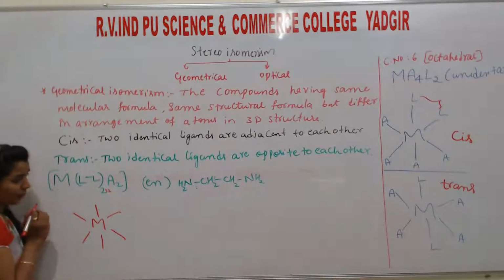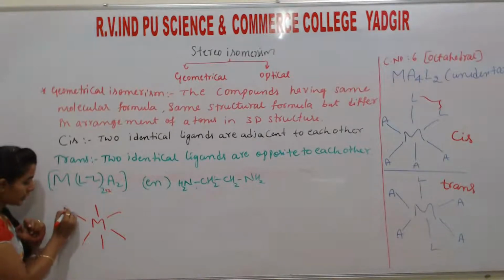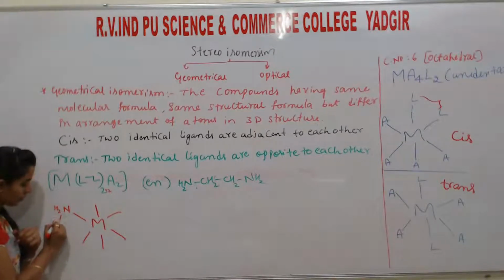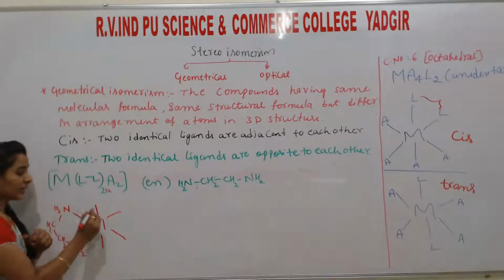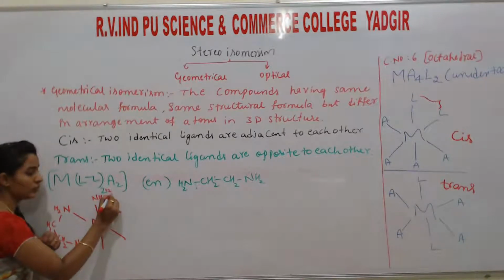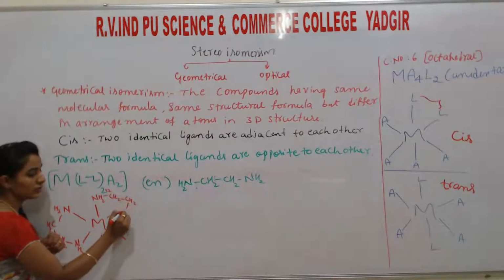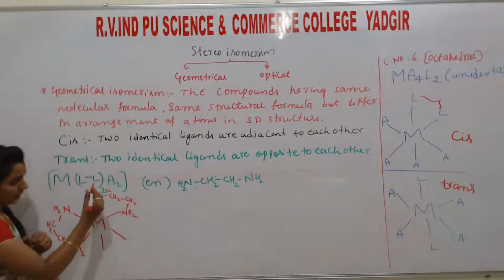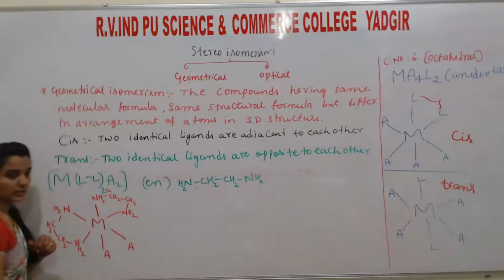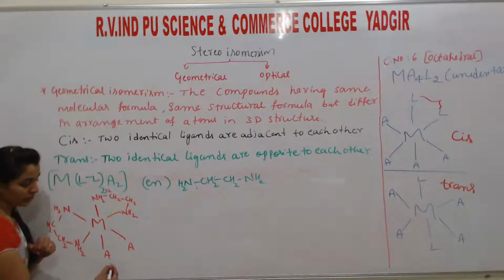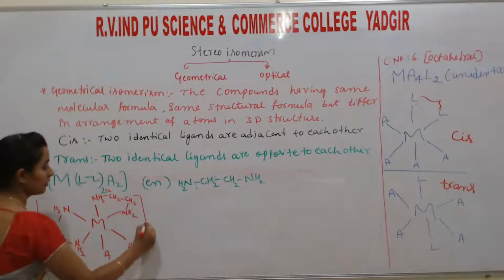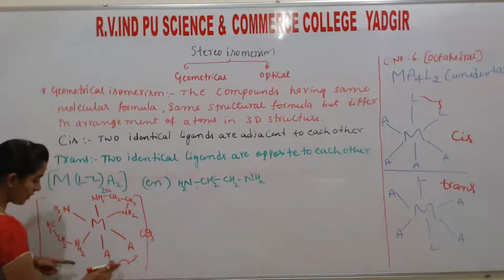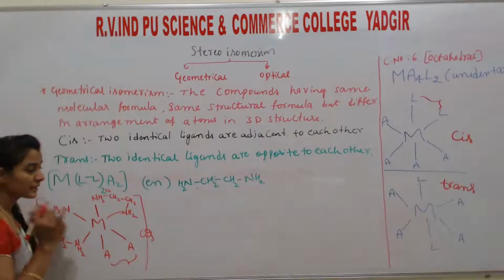So if this type of compounds are there, listen, this is NH2, CH2, CH2, NH2. Right? Next, similarly, NH2, CH2, CH2, NH2. Here A is there, A is there. So these two are adjacent to each other, correct? So this will form which type of structure? Cis. They are adjacent to each other, then they form cis structure.